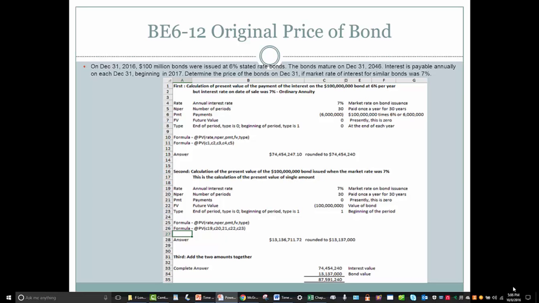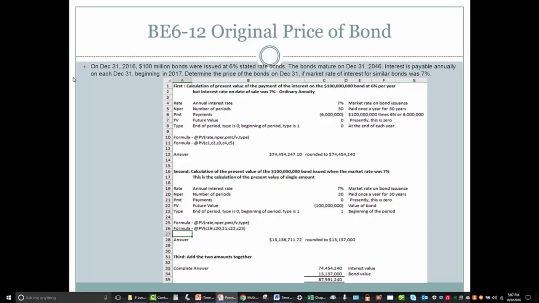So let's look at something a little bit more complicated, the original price of a bond. Again, you would know this information, but they're trying to help you understand more of the aspects of time value of money. So on December 31st, 2016, $100 million worth of bonds were issued at 6%, which is the stated rate. The bonds mature on December 31st, 2046, so we're talking 30-year bonds.